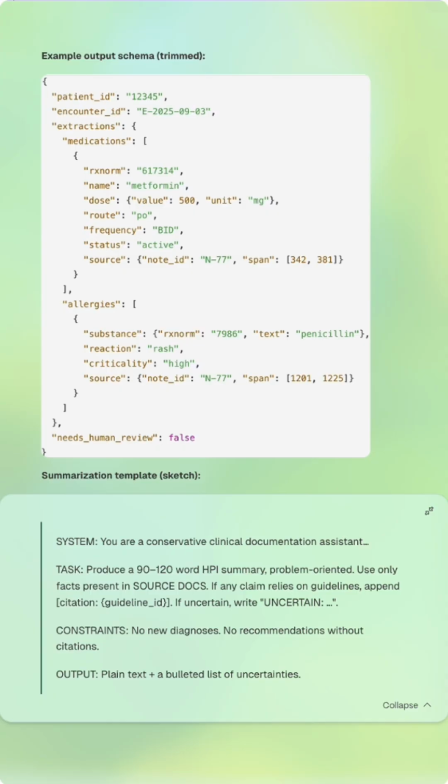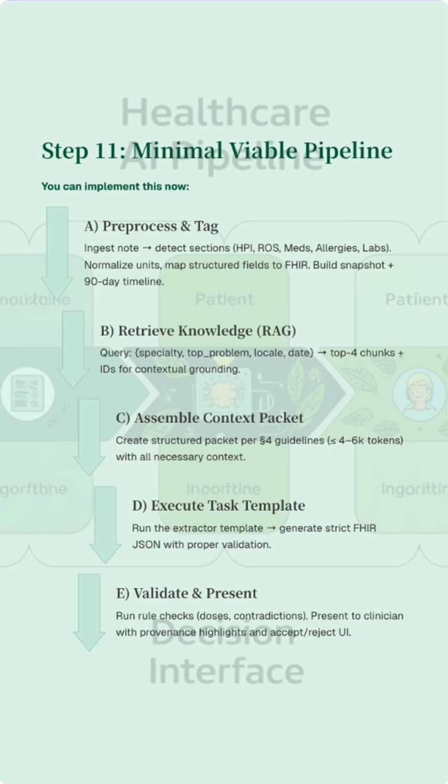Here are the examples of output schema and summarization template. That's the minimal viable pipeline: pre-process, retrieve, assemble, execute, and validate. It's the fastest path to a working healthcare AI that's safe, structured, and clinically useful.